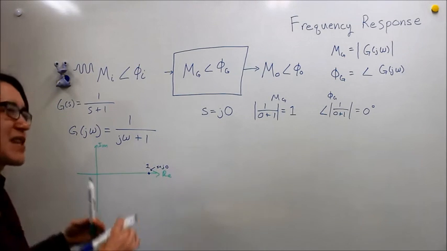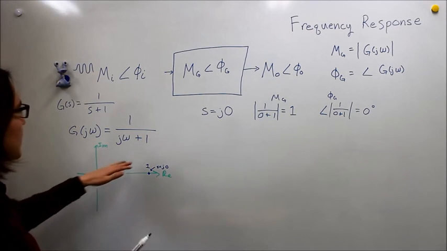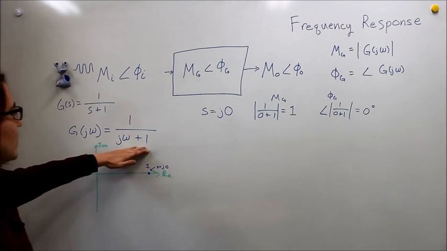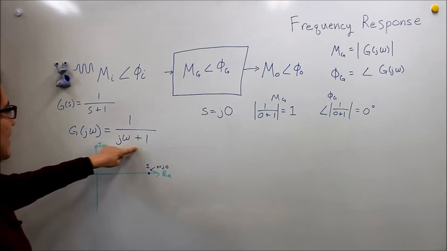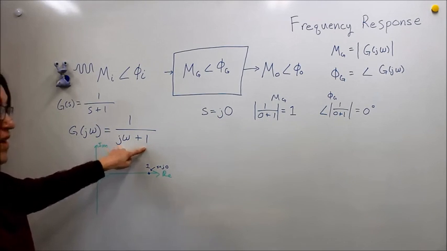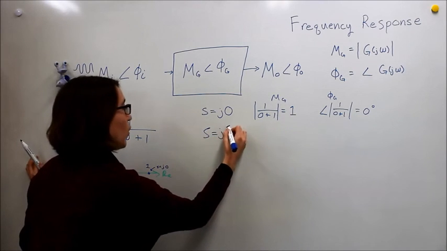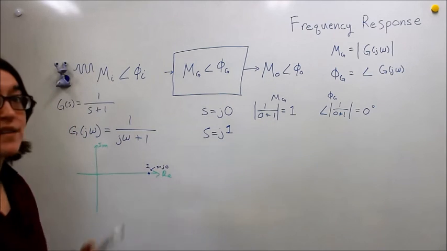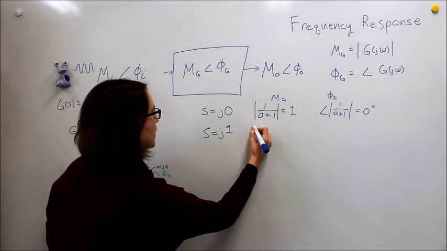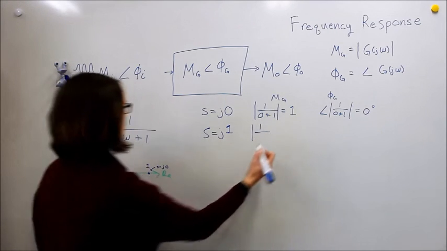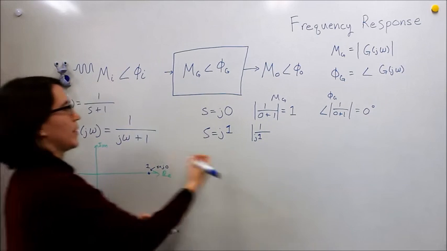Okay, so that's 1 point, but there are many points we need to plot. So we're going to jump to specific points, and later you'll see how you can approximate those. The next point that's going to be useful for us to plot is when omega equals exactly 1. So let's try s equals j times 1. So omega is equal to 1. Let's put that in here and see what we get. We're going to look at the magnitude of 1 over j times 1, plus 1.